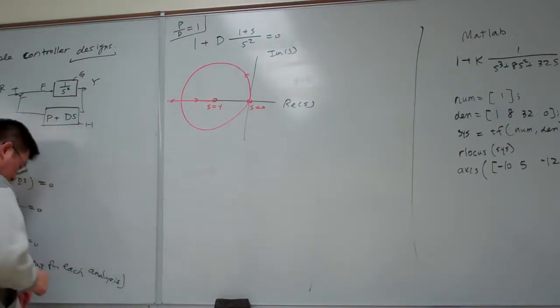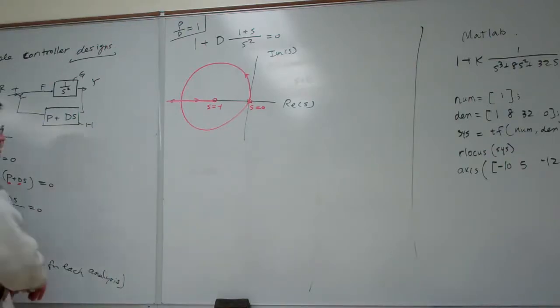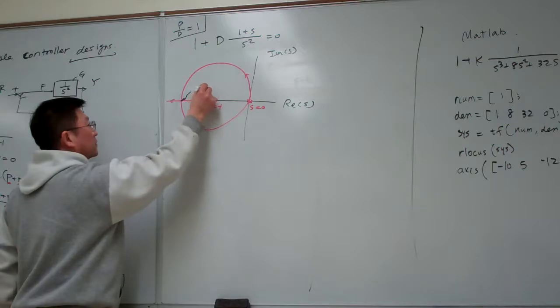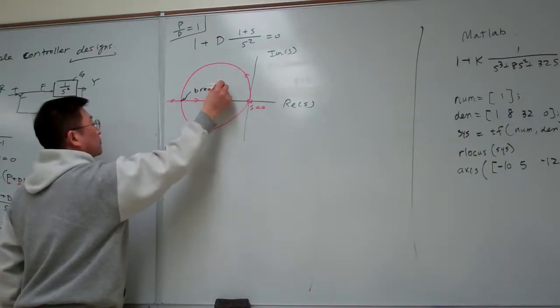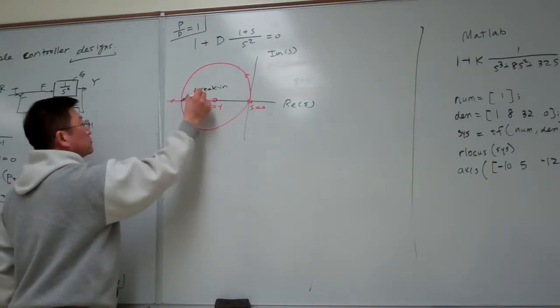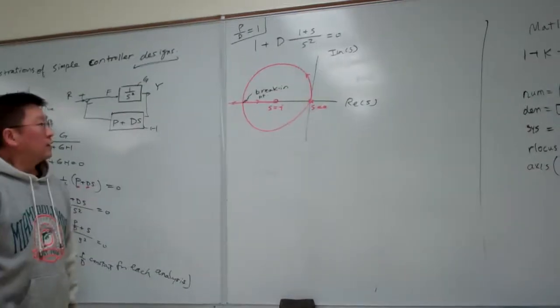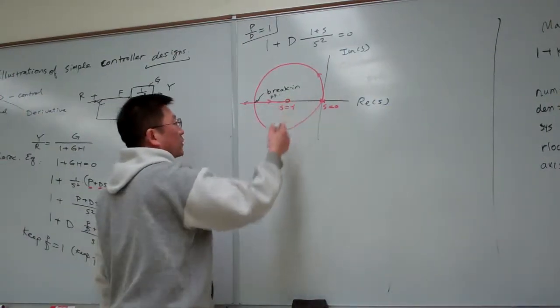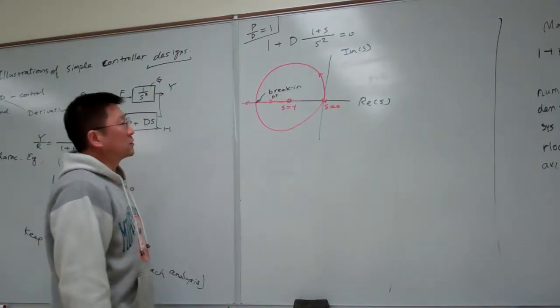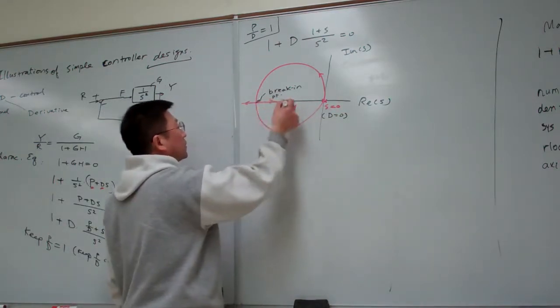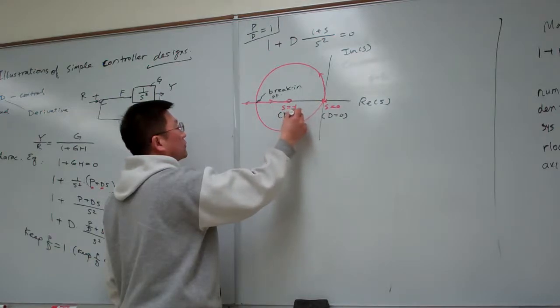Okay, so again, you can detail the drawing by calculating the breaking point here. If really necessary, then we can do the detailed calculations. So from here, we can repeat our selections. For example, here, this corresponds to D equal to 0, and from here, D equal to infinity.